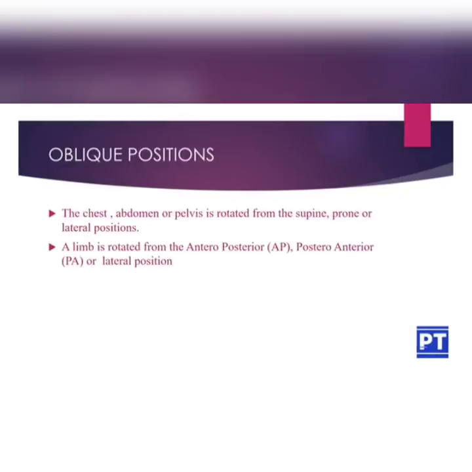Again we are moving to the oblique position. The chest, abdomen or pelvis is rotated from the supine, prone or lateral position. The limb is rotated from the antero-posterior (AP), postero-anterior (PA) or lateral position. So we have already discussed how the patient is supine, how the patient is prone, or how the patient is in lateral. When we are rotating from such positions, it will be called oblique positions.